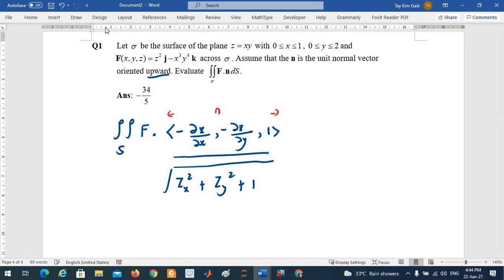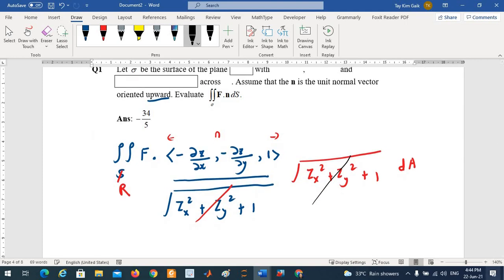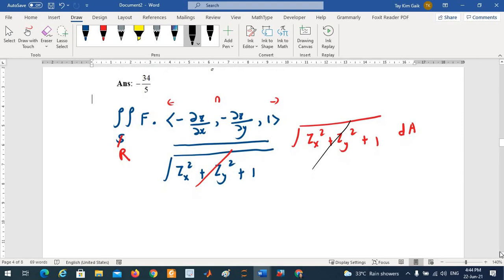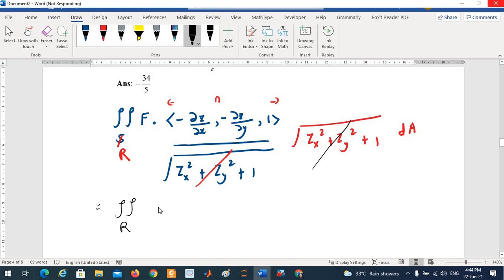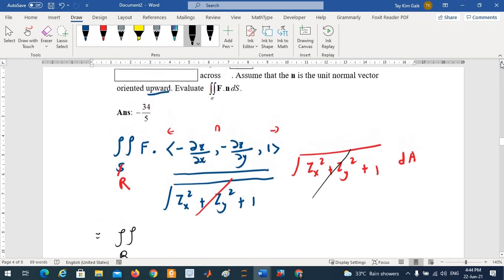And dS is the square root of z_x squared plus z_y squared plus 1, dA over region R. So S will become R. The square root here cancels, that's why we are left with F dotted with the normal vector. It becomes a double integral over region R of F dot the normal. What's the F given?